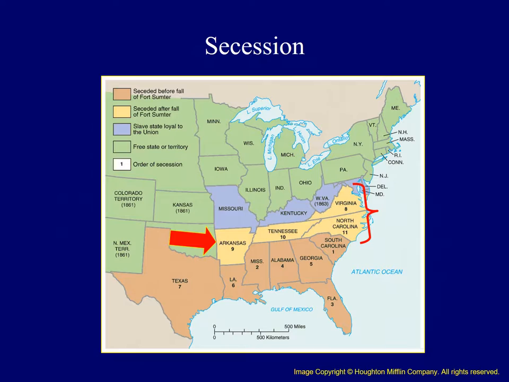Here we see the map of secession once again. The states identified in yellow show the states of the Upper South, which waited until Lincoln's call for volunteers to secede from the Union.